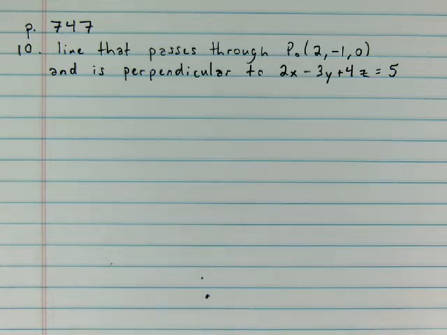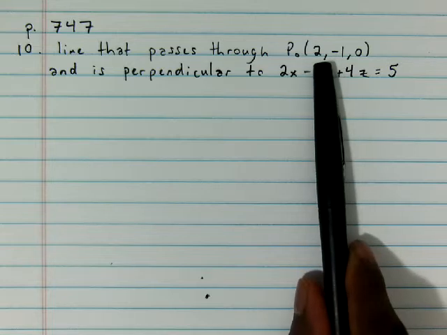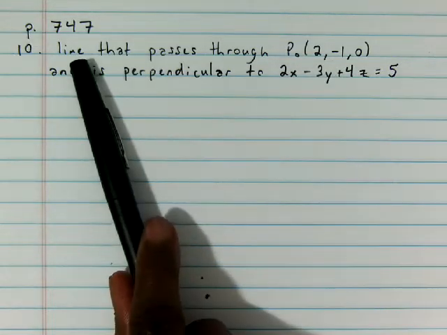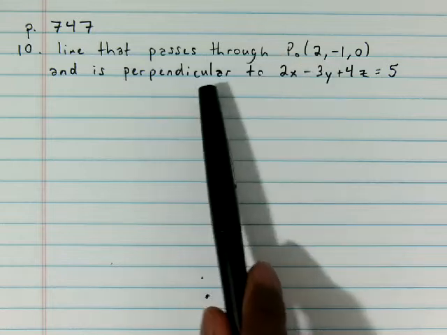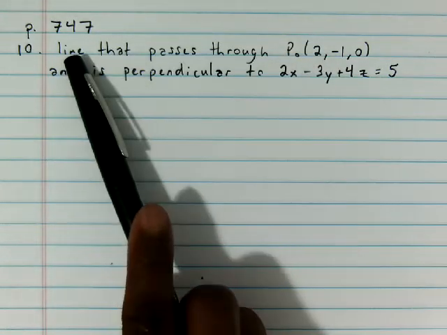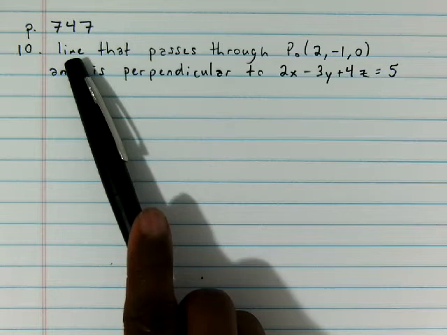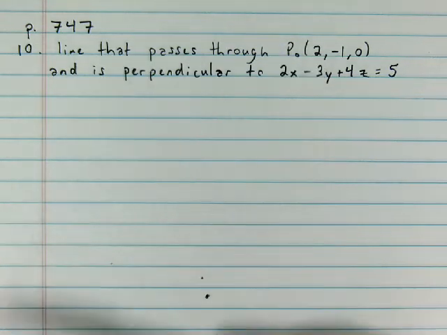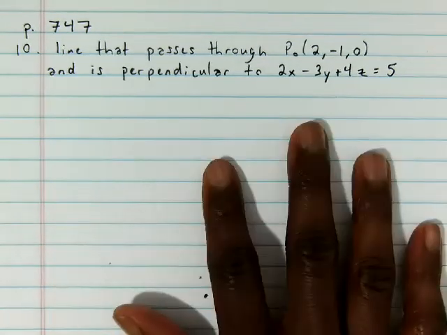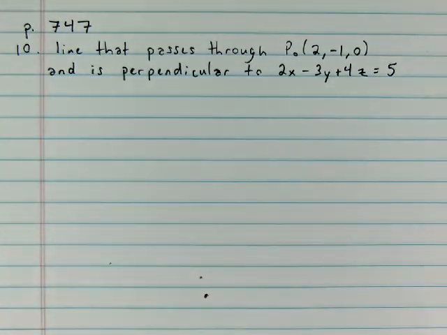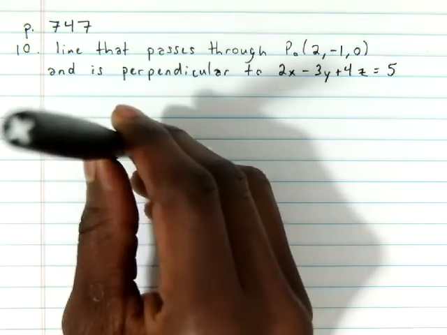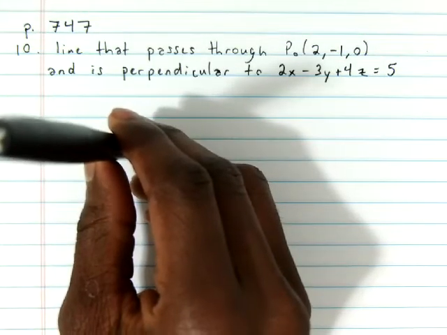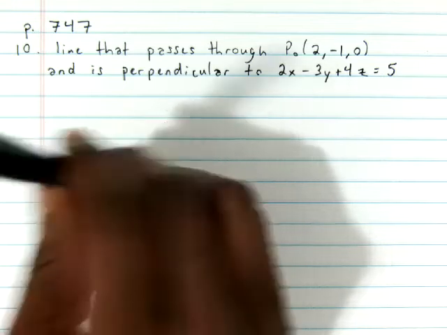So I have some point P naught, and I'm trying to find the equation of a line that passes through this point and is perpendicular to this plane. First off, the equation of a line tells me I need a point on the line and a vector that is parallel to the line. So I'm looking for that vector L that's parallel to the line, because they already gave me the point. For visualization purposes, we'll make this piece of paper our plane, and then we're looking for the equation of this line that is perpendicular to this plane.